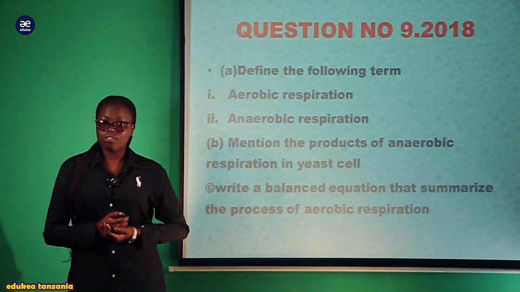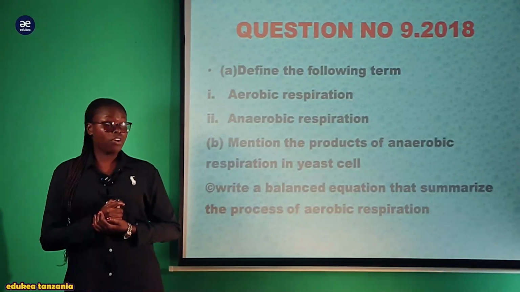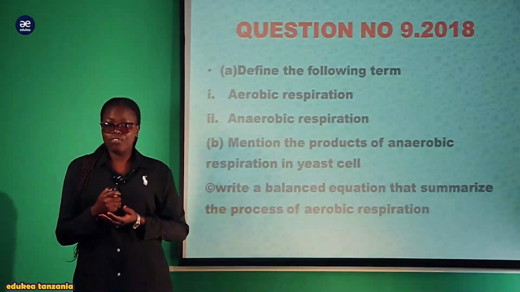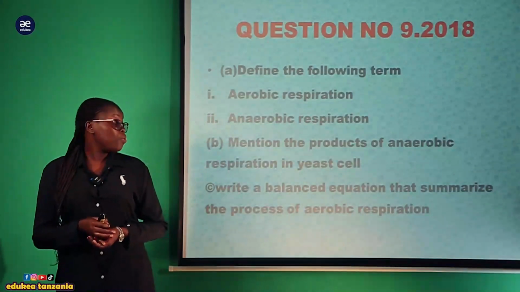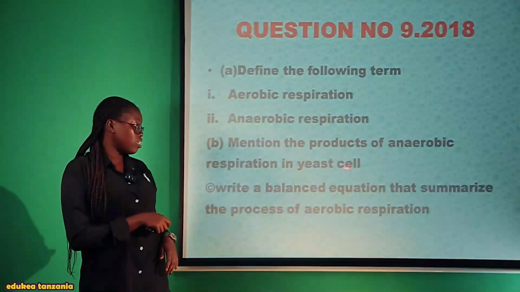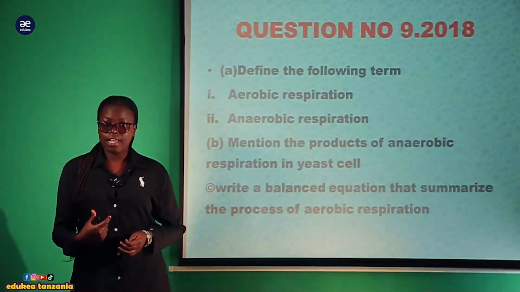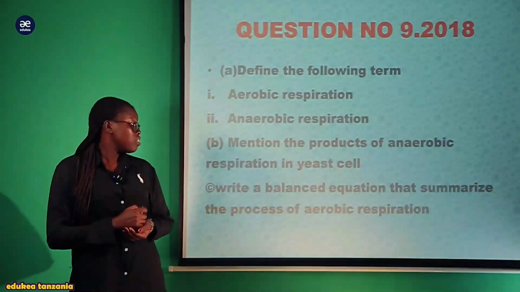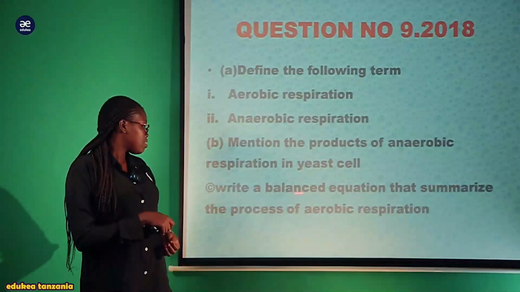My lovely Form 2 students, before we answer the question, let us be familiar with the instructions to follow. The first thing, Roman A, you are needed to give the definition of aerobic and anaerobic respiration. Roman B, you are needed just to mention the product of anaerobic respiration in the yeast cell. And the last one, Roman C, needs you to write a balanced equation that summarizes the process of aerobic respiration.